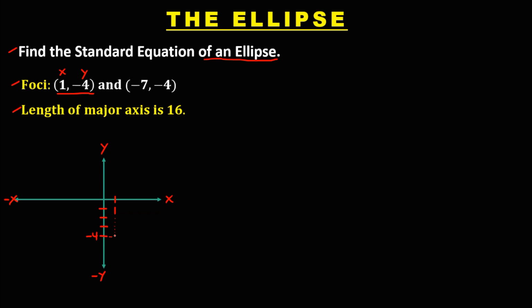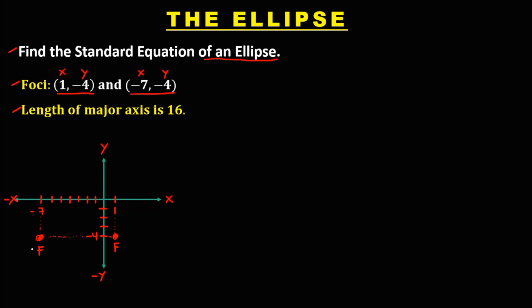Then you connect, and this is now the point of the first focus. Then from the second coordinate, x is negative 7. So we have negative 1, negative 2, negative 3, negative 4, negative 5, negative 6, then negative 7, and y is negative 4. Then you connect to find the point of the second focus. So this is now the point for the second focus.